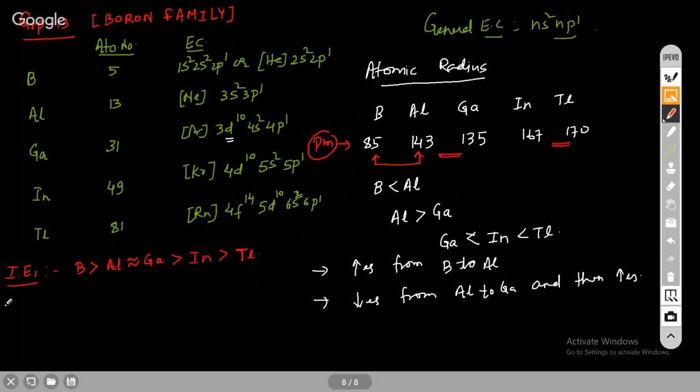Now on the basis of this, if you try to write down the electropositive character, the tendency to lose electron, it increases from boron to aluminium as size increases, then decreases from aluminium to thallium. This is the electropositive character we have.